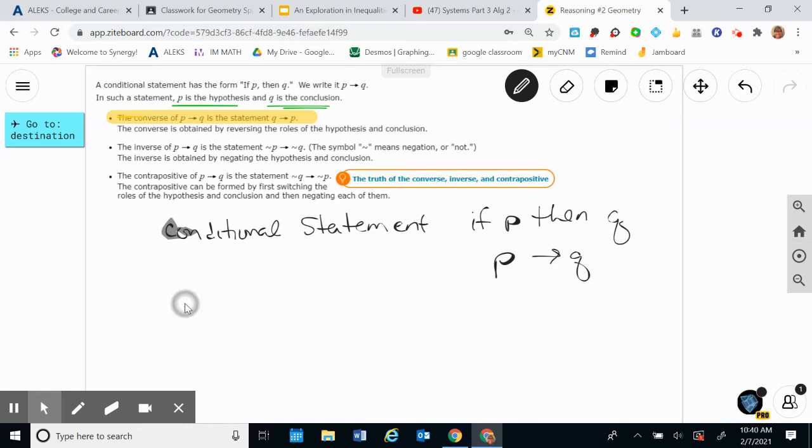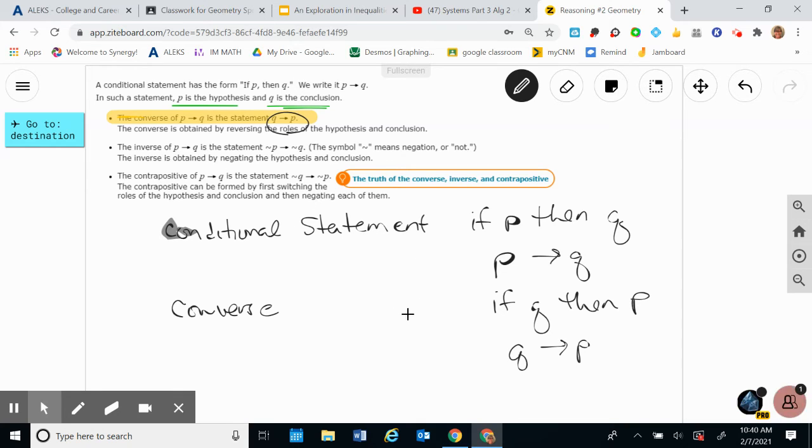All right, then you have something called the converse. If you think of converse, it means kind of the opposite-ish. So it is this right here. If Q, then P. Okay, what that means is you just flip it. You flip the hypothesis and the conclusion.